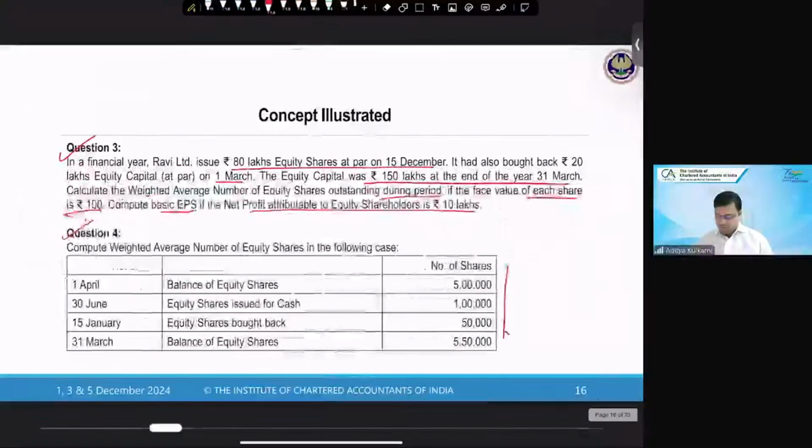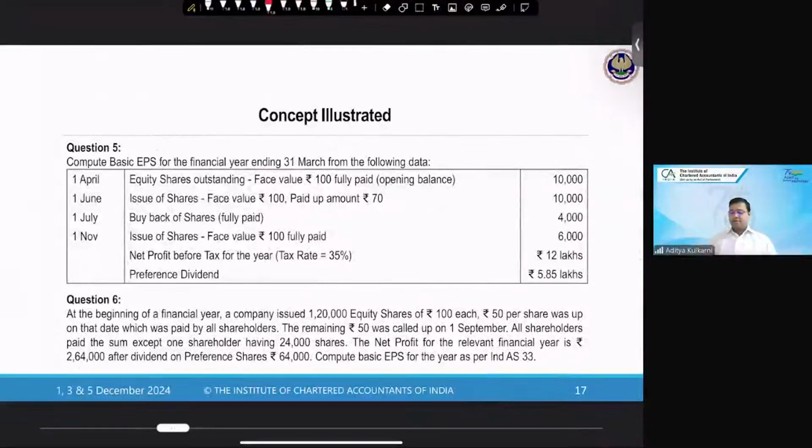Question 4 is done. Question 5. Compute basic EPS for the financial year ending 31st March from the following data. 1st April, equity shares outstanding, face value 100 fully paid. 1st June, issue of shares, face value 100, paid up amount 70. Buyback of shares, issue of shares, net profit before tax, preference dividend.